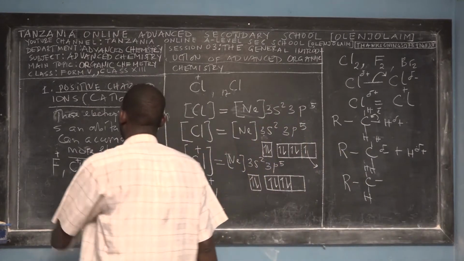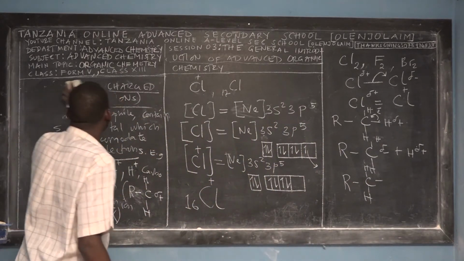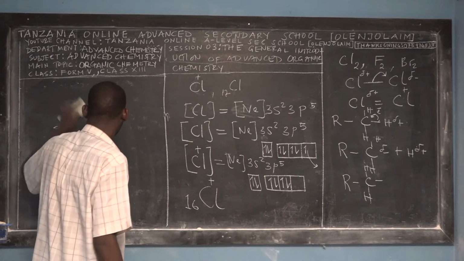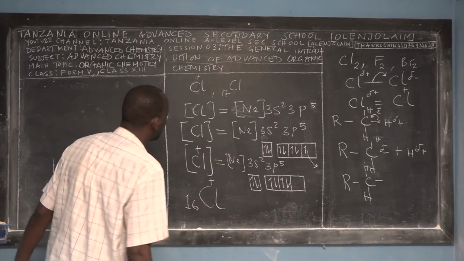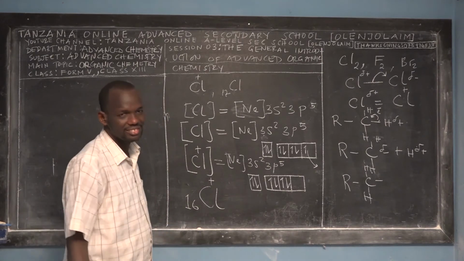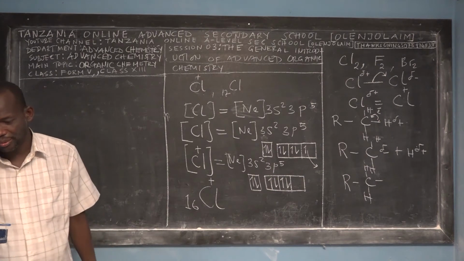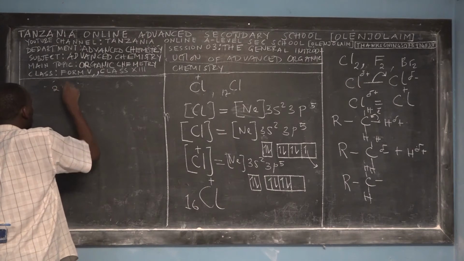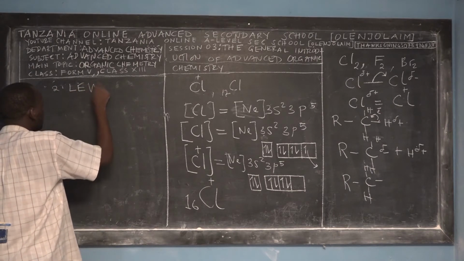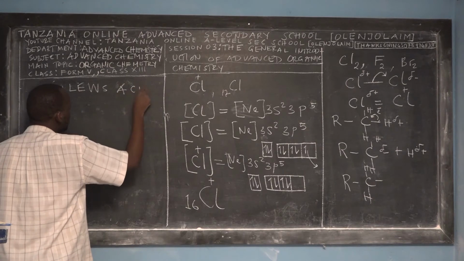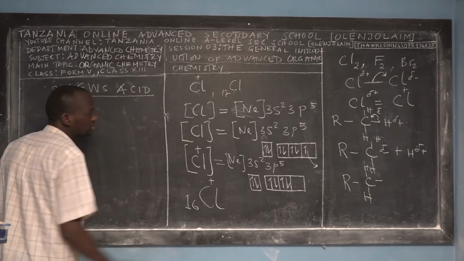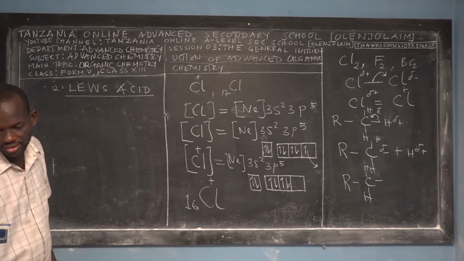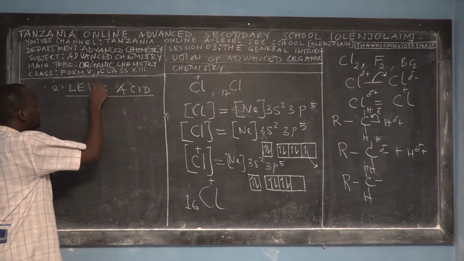So now you have understood positive charged ions as electrophiles. The second type of electrophile, we call them Lewis acids. I gave you the homework yesterday to learn about Lewis acids. So number 2, we have Lewis acids. Say Lewis acid.